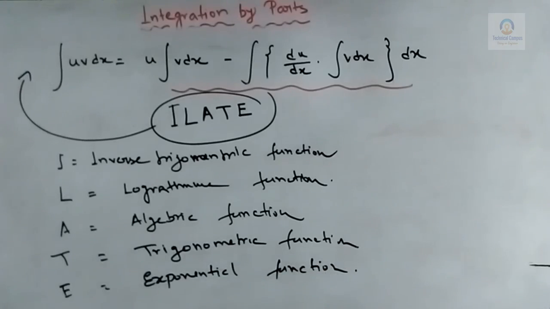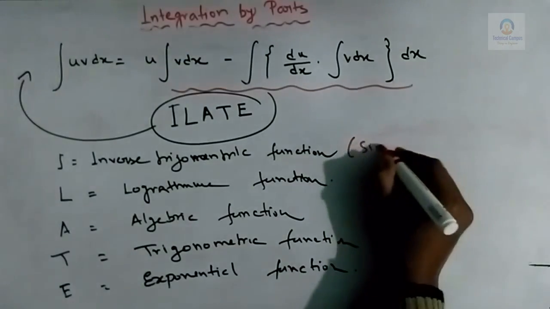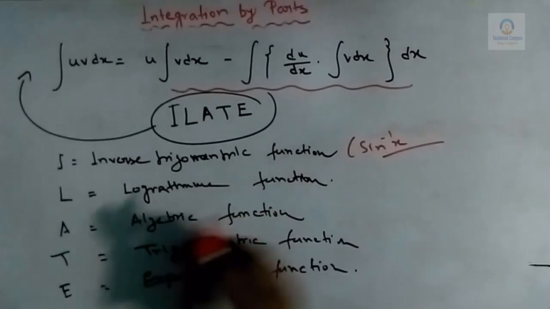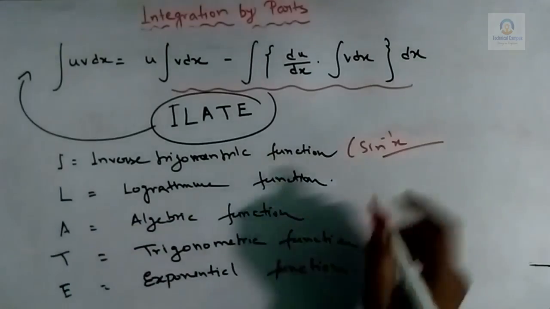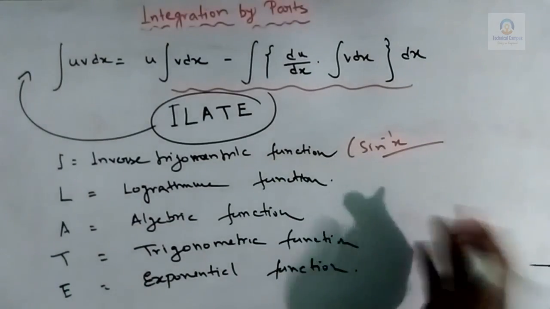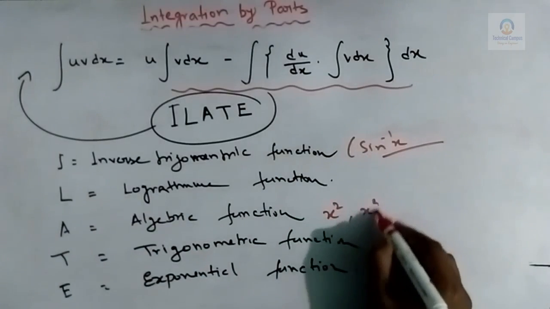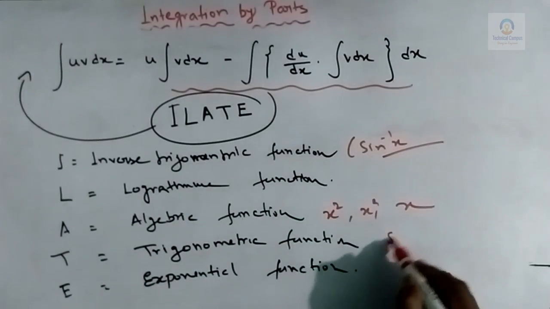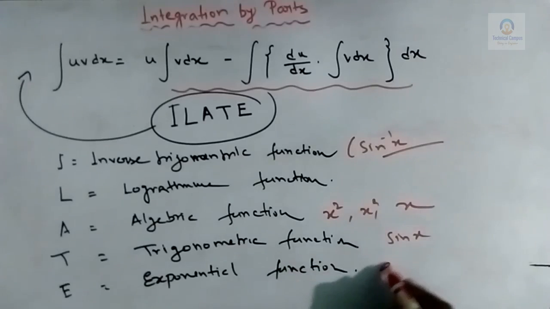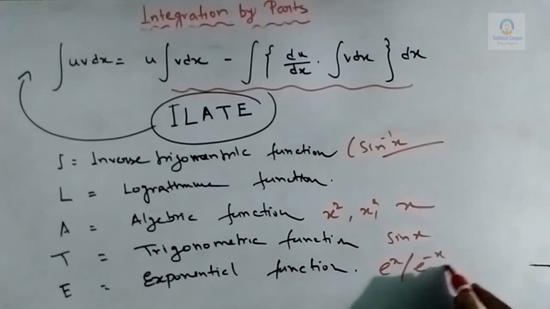Inverse trigonometric functions mean sin inverse x, cos inverse x. All these inverse trigonometric functions are under I. Logarithmic means log x, 1 by log x. Algebraic means x square, x cube, x. Trigonometric means simple sin x, cos x, and exponential means e to the power x, e to the power minus x, e to the power 2x. All these come under exponential functions.